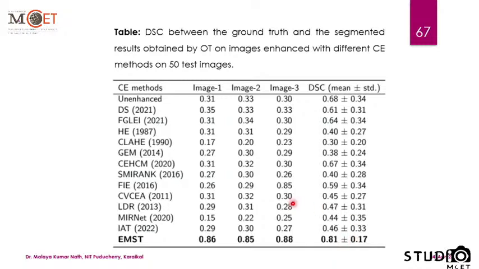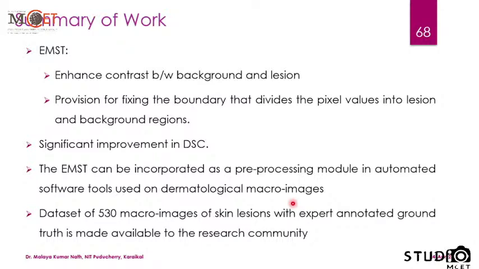And basically these existing methods consist of the traditional methods as well as the deep learning based methods of segmentation. So if we look into the summary of the work, in this case, the EMST is used for enhancing the contrast between the background and the lesion in case of skin cancer. Basically this has a provision for fixing the boundary that divides the pixel values into lesion and background. So there is a significant improvement by this proposed method for the DSC, that is called the dice similarity coefficient.